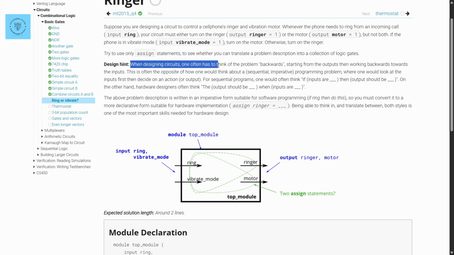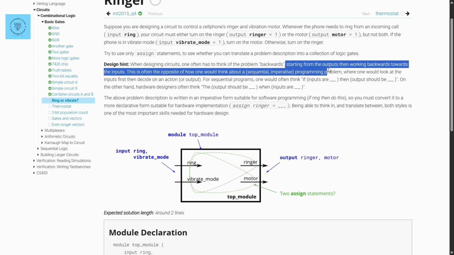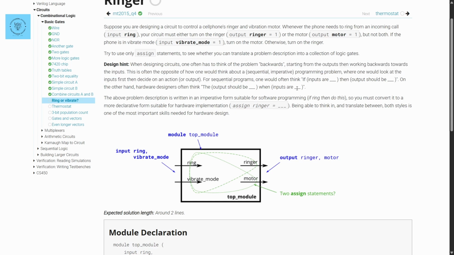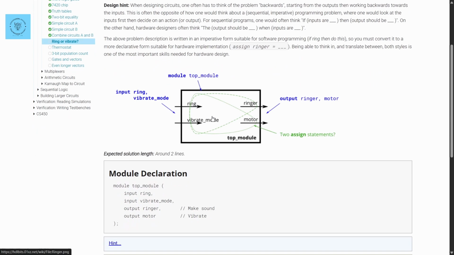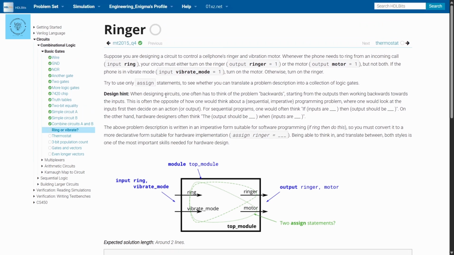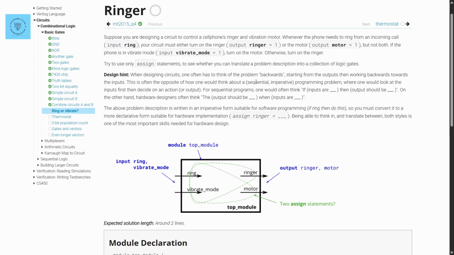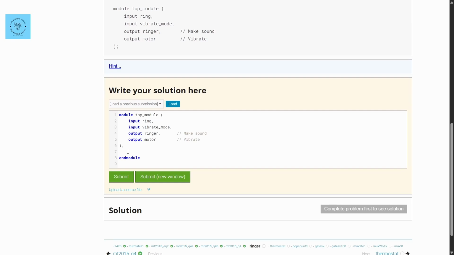When designing a circuit, one has to think of the problem backwards, like reverse engineering, starting from the outputs, then working back towards the inputs. So what we have to think of is first the output, then we go to the input. Like we see here, input vibrate mode should turn on the motor. So first we will go for the motor, assign motor.